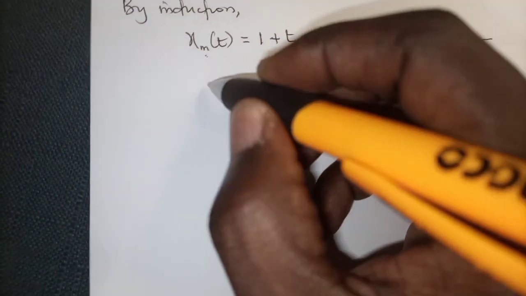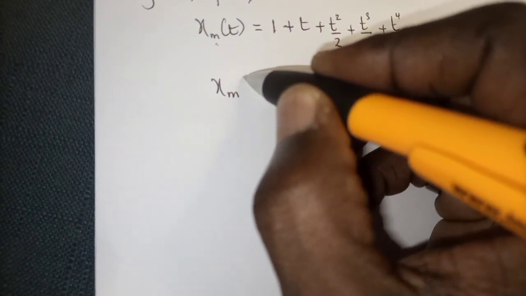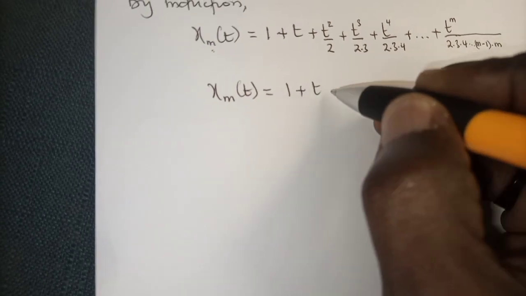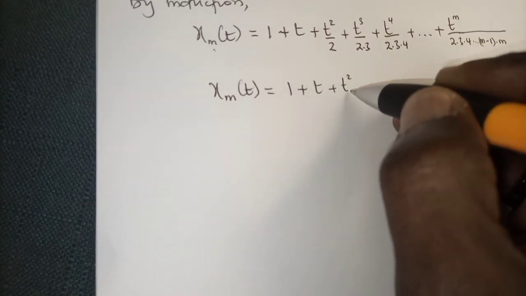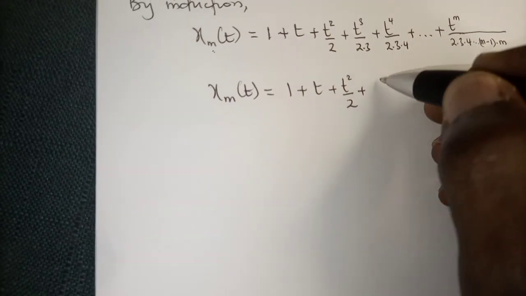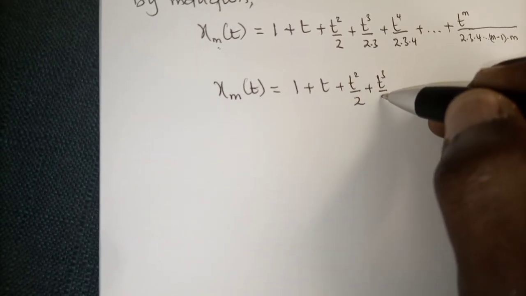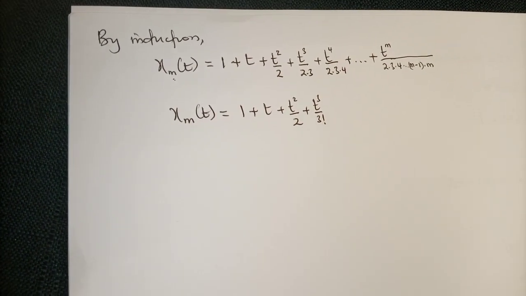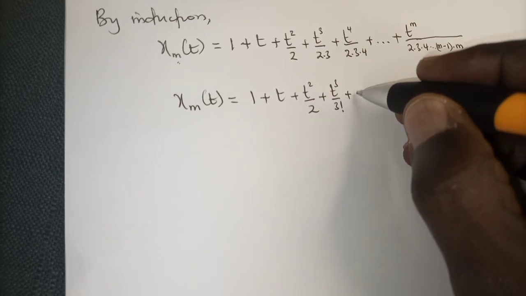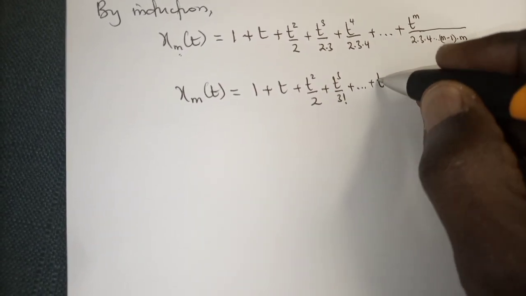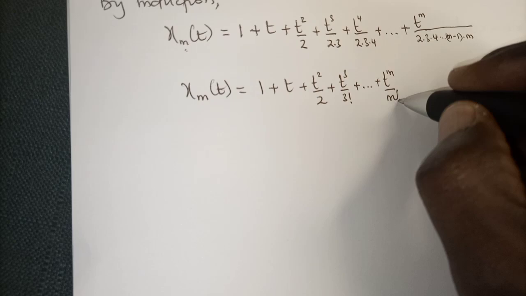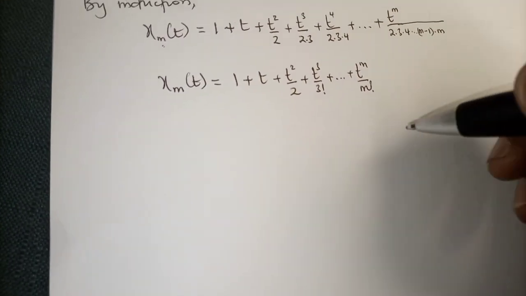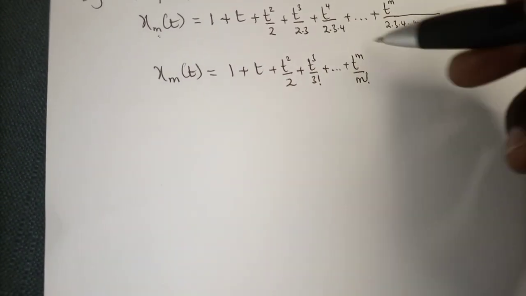So we're having x sub m of t, which will be equal to 1 plus t squared on 2 plus t cubed on 3 factorial, because 3 factorial will give us this, then plus up to plus m factorial. So we can induce this and arrive. So this is the formula.